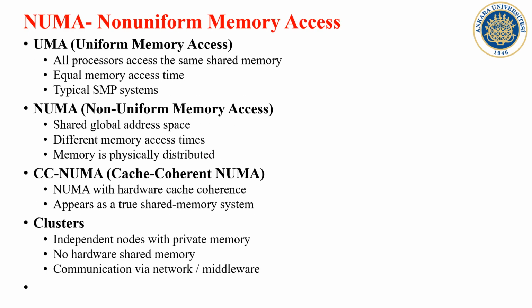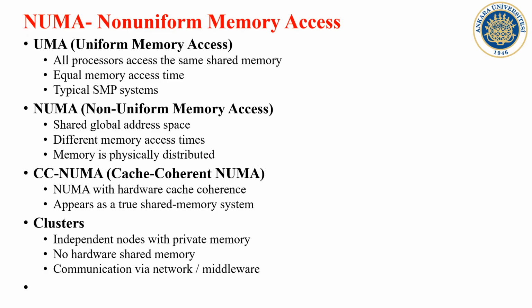A new topic. The main architectures used in multiprocessor systems: UMA, NUMA, CC-NUMA, and cluster. First, UMA, or Uniform Memory Access, is the simplest model. All processors share the same memory and they all access it at the same time. This is what we typically see in SMP systems. From a programmer's point of view, it feels very close to a single processor machine. As systems grow larger, this model doesn't scale very well. That's where NUMA comes in.